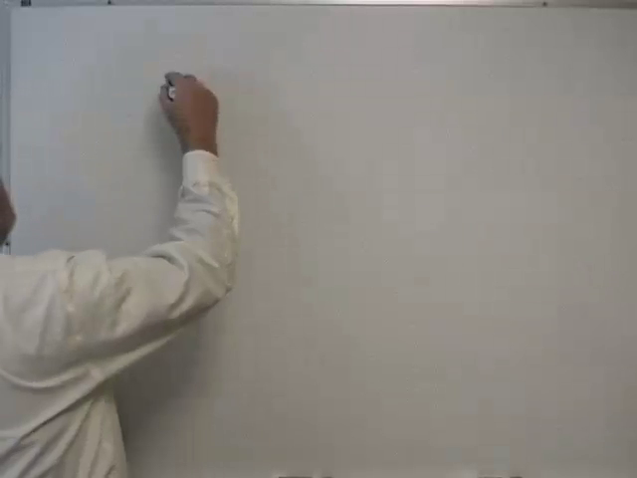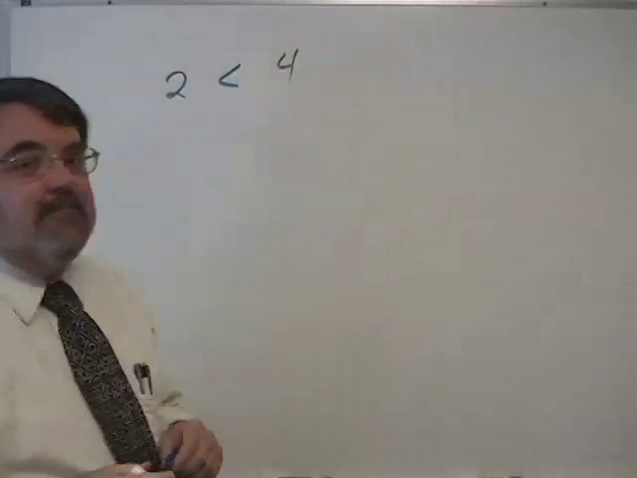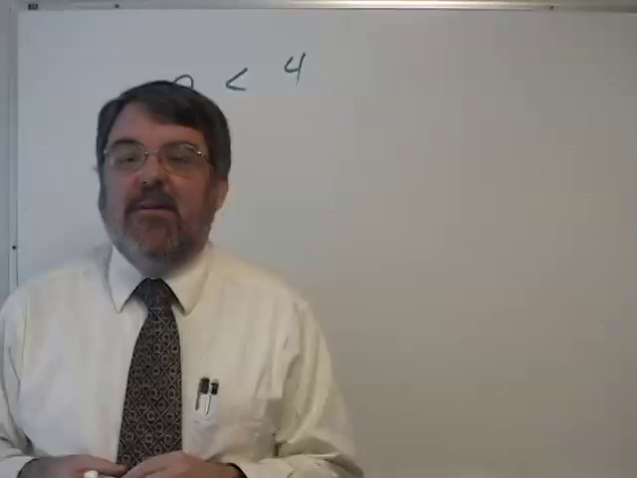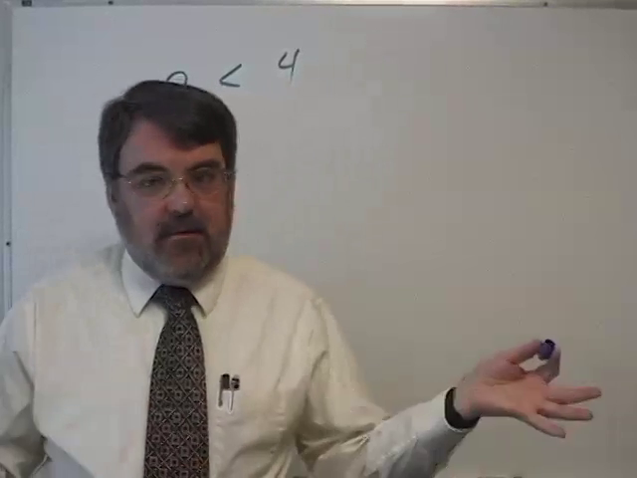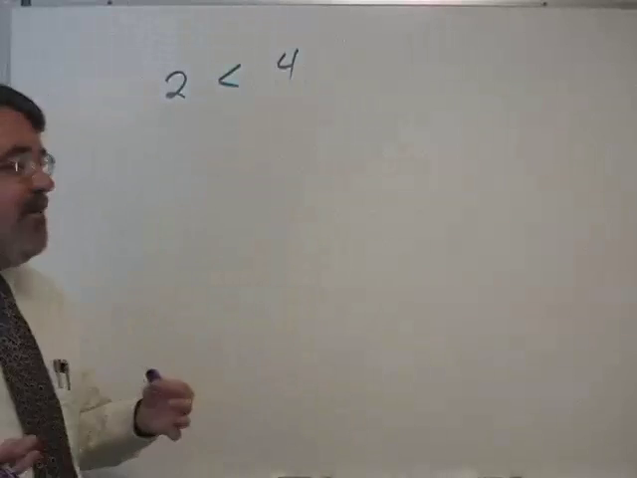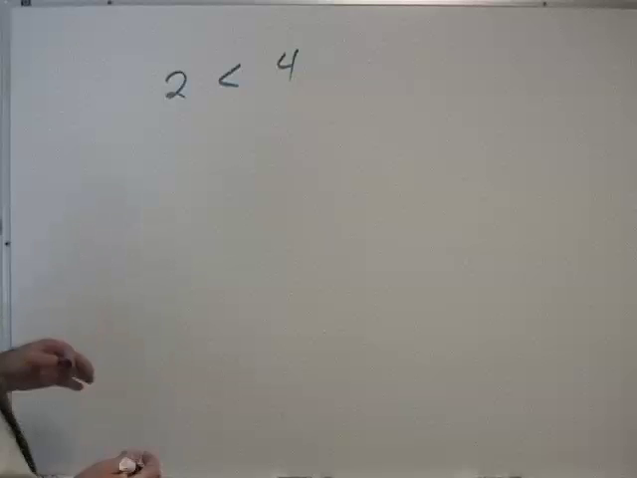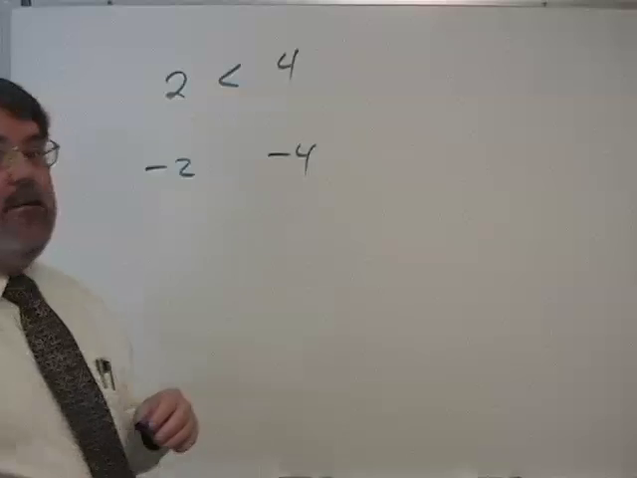Is it true that 2 is less than 4? Of course it is, because 2 objects are fewer than 4 objects. No one's going to argue about that. And so my question becomes, what happens to -2 compared to -4?